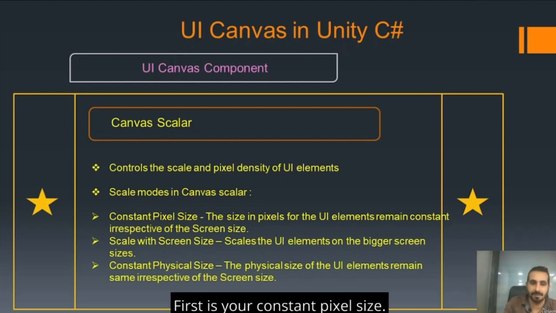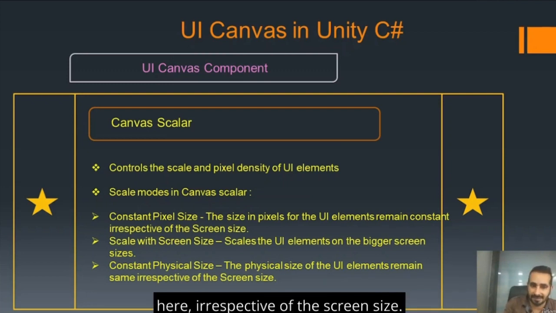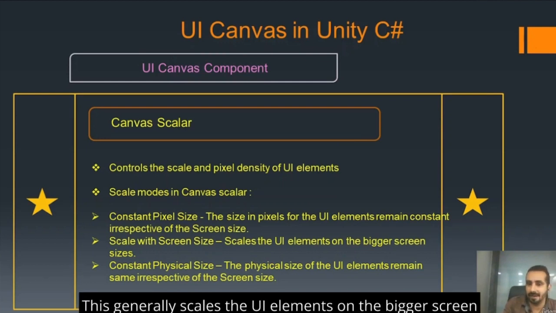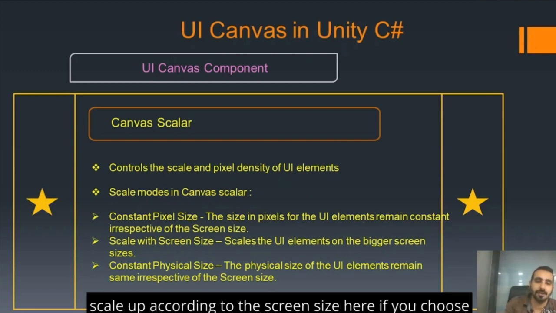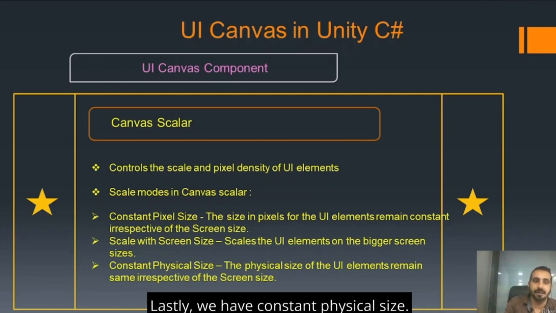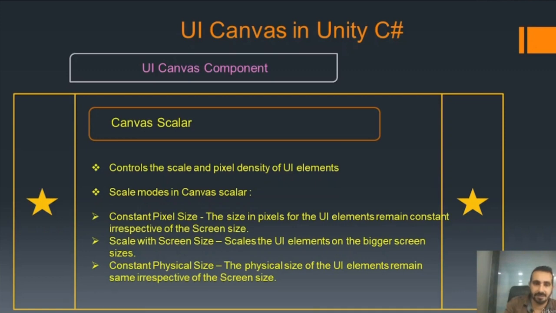First is your constant pixel size. The size in pixels for the UI elements remains constant here irrespective of the screen size. Second is your scale with screen size. Scales the UI elements on the bigger screen sizes. The UI elements placed on the canvas will scale up according to the screen size here if you choose the canvas scaler component. Lastly, we have constant physical size. The physical size of the UI elements remains constant irrespective of the screen size.